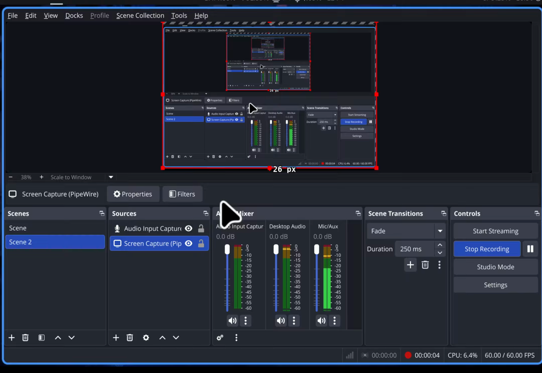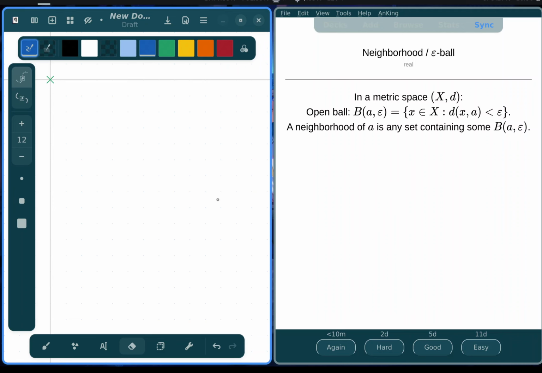Okay, let's do some more real analysis. We got a neighborhood and a ball in a metric space. Where's my pen here?